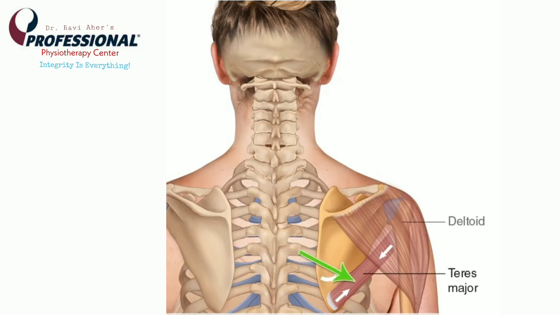From there, the Teres Major runs laterally and anteriorly, and we can say distally, to attach onto the medial lip of the bicipital groove of the humerus, which we cannot see in this posterior view.